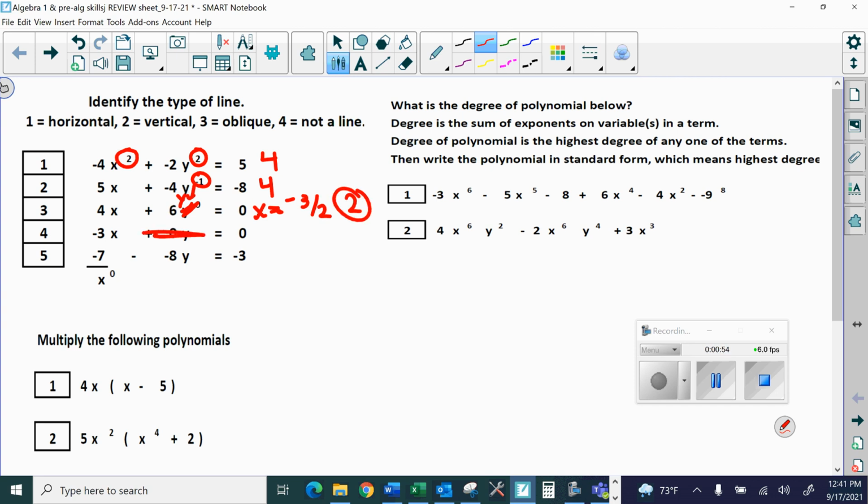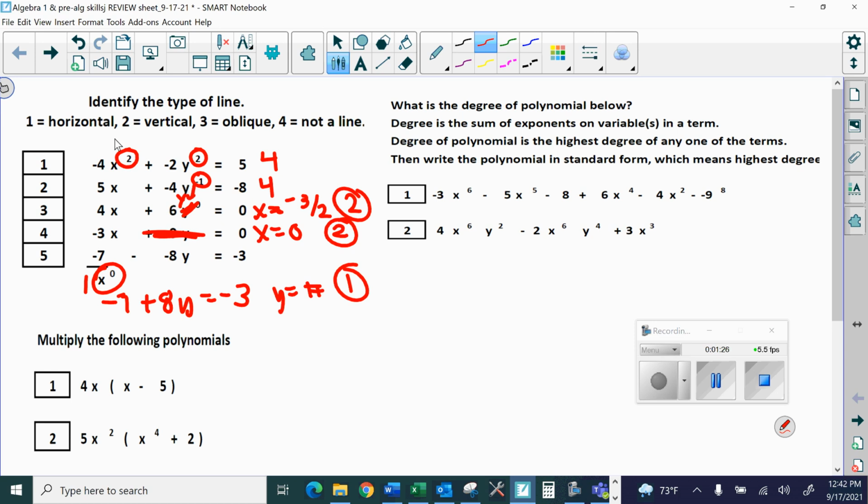And here, this wipes out the y. So again, I get x equals 0 here. So x equals a number is a vertical line, again, number 2. And lastly, x is 0 equals 1. So negative 7 divided by 1 is negative 7 plus 8y equals negative 3. So that means I'm going to get y equals a number, and y equals a number is a horizontal line, number 1.